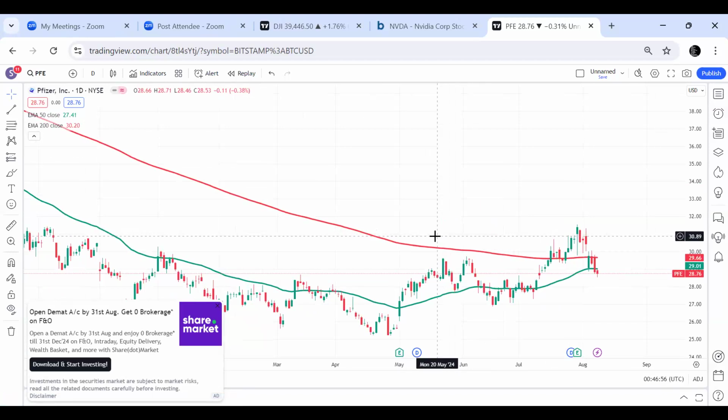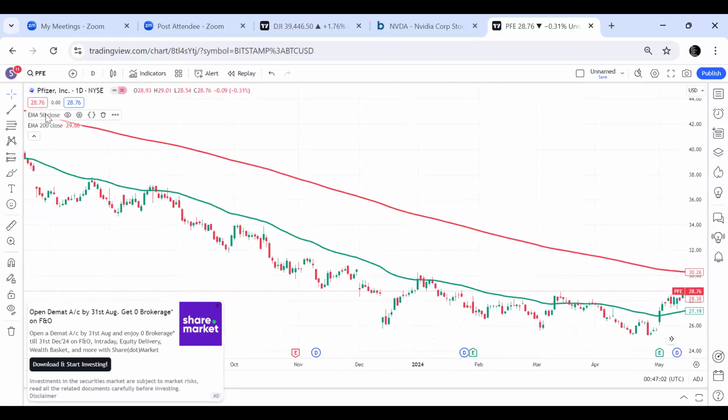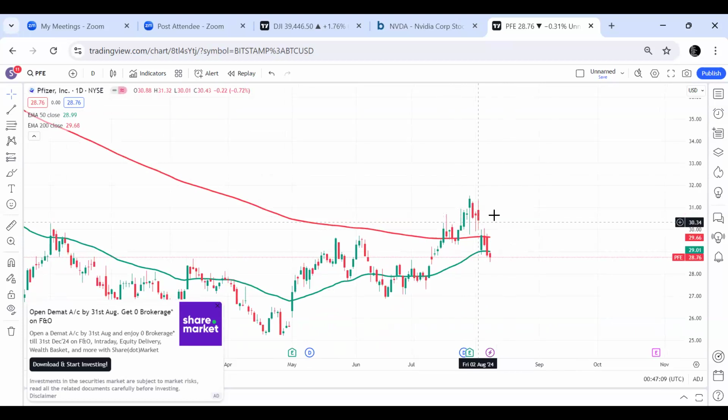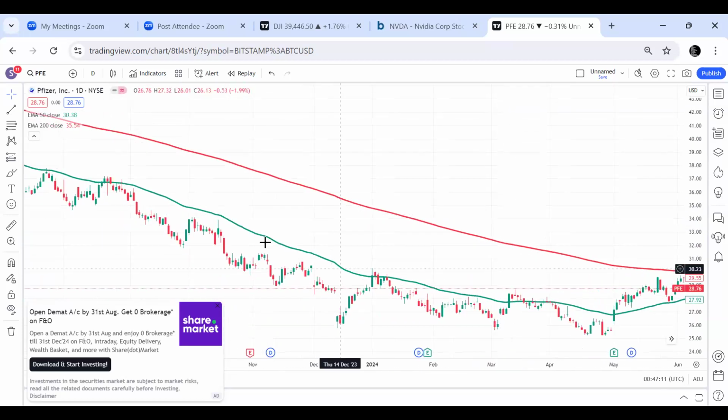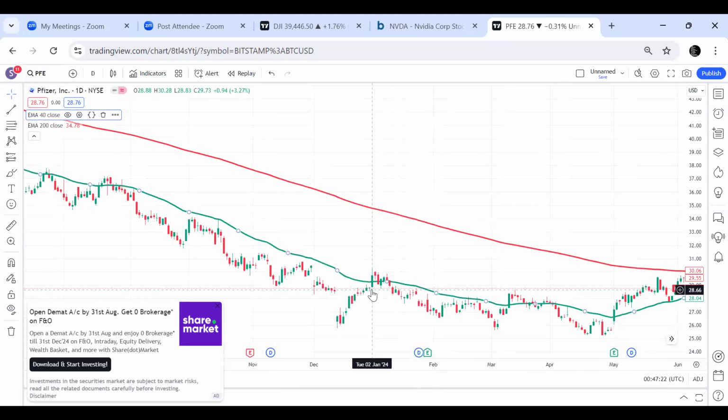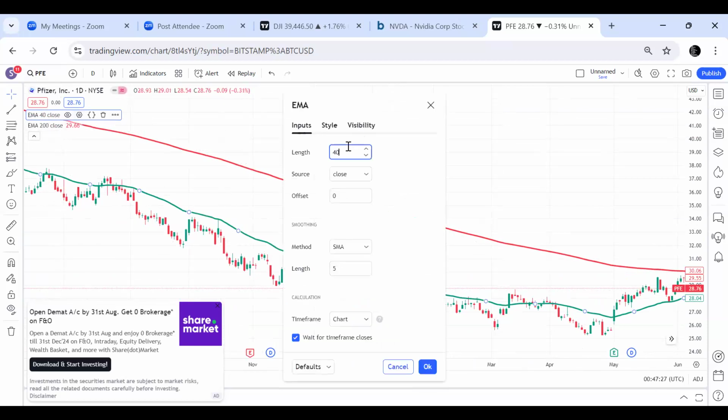I hope you understood. So how to use these moving averages more effectively? First, we have to set the appropriate EMA. For this Pfizer stock, 50 EMA and 200 EMA worked. For some stocks, this EMA may not work. For some stocks, instead of 50, you need to apply 40 EMA, or some 25 EMA, 35 EMA.